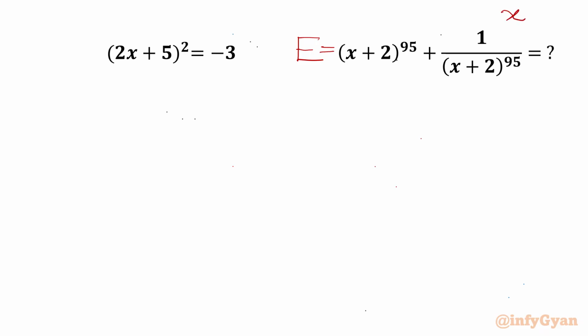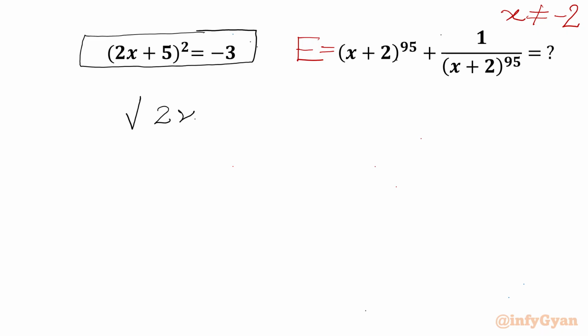Here x cannot be equal to negative 2. Denominator cannot be 0. Now I will begin with the given equation. (2x + 5)² equal to minus 3. I will consider a square root on both sides. So the square root of (2x + 5)² will be equal to the square root of minus 3.